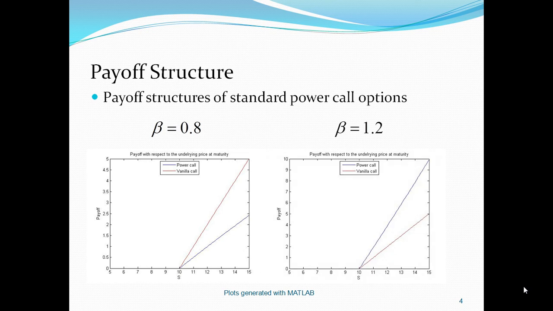On the other hand, if beta is greater than 1, the payoff can be amplified increasingly and is a convex function with respect to the underlying price. The leverage effect increases as the exponent increases.